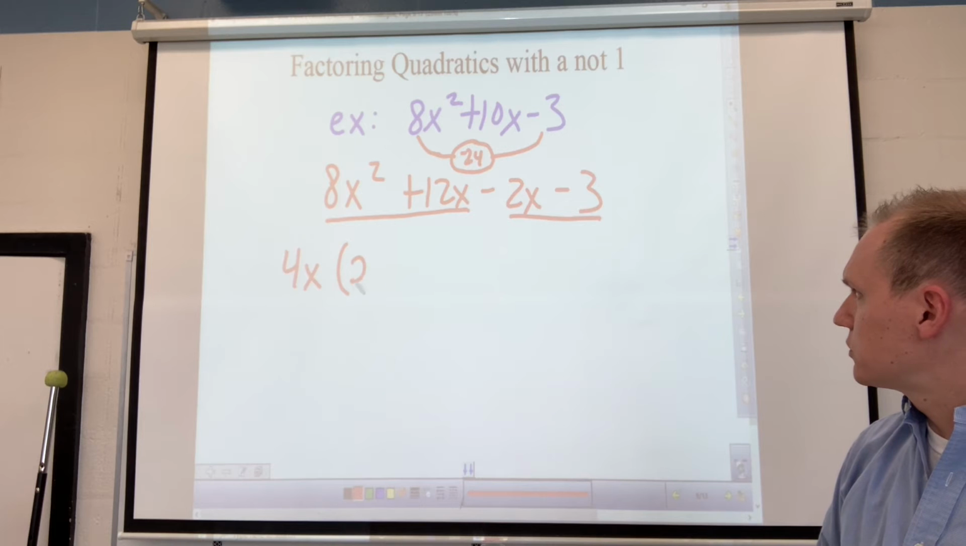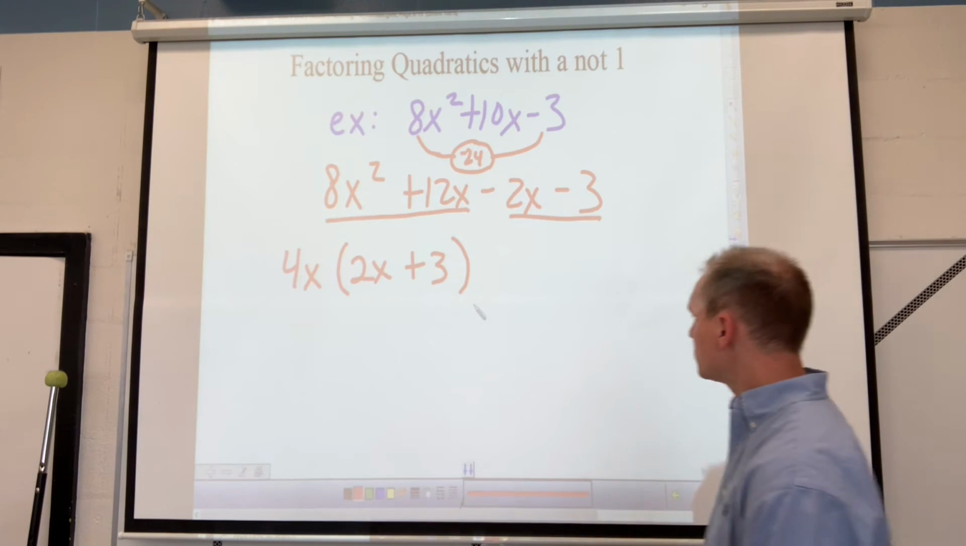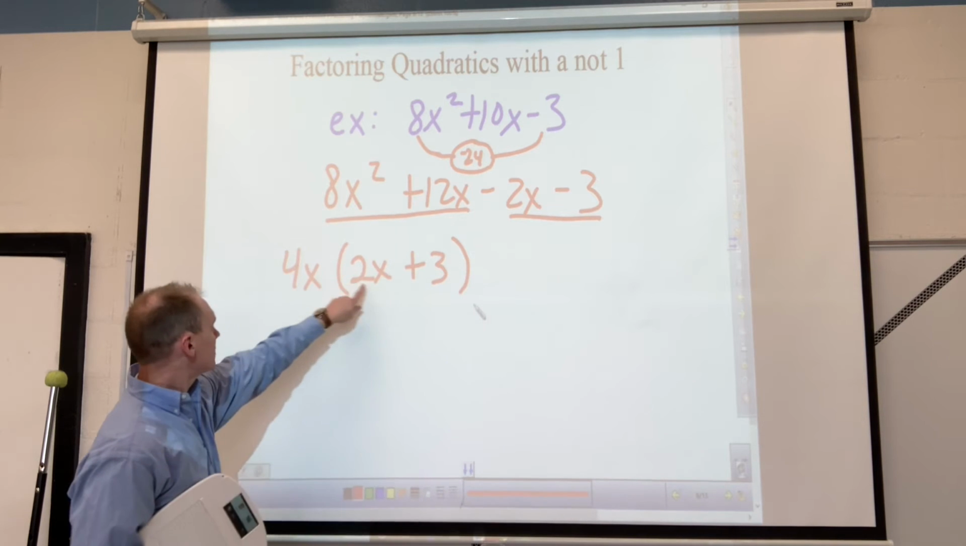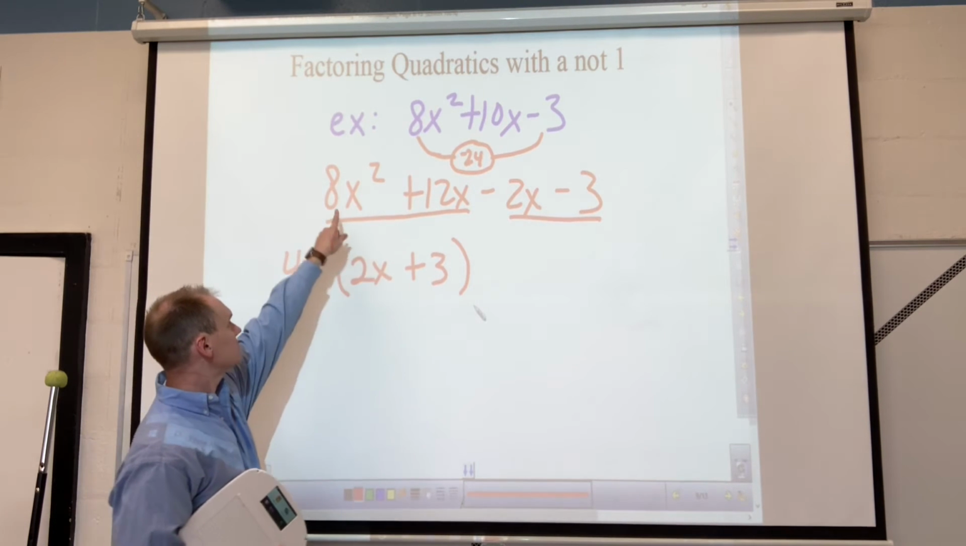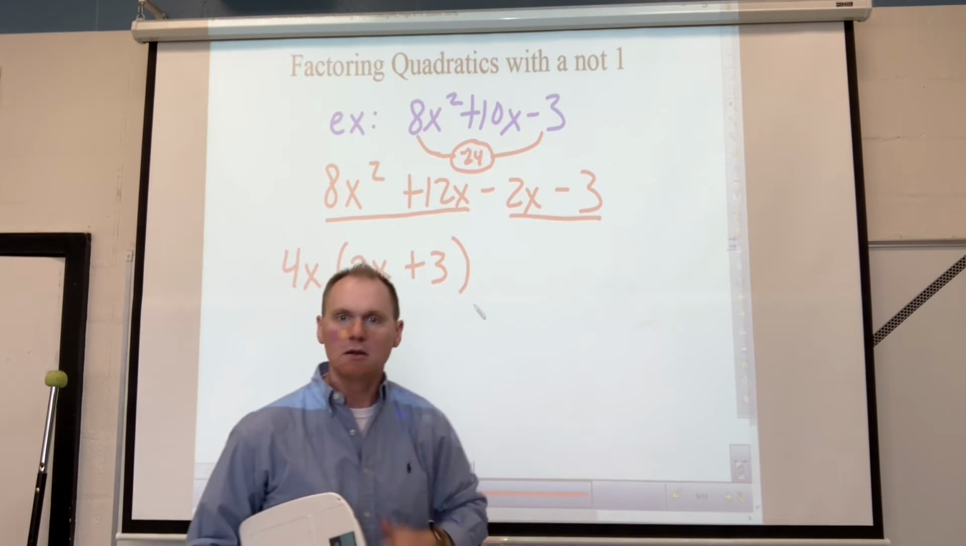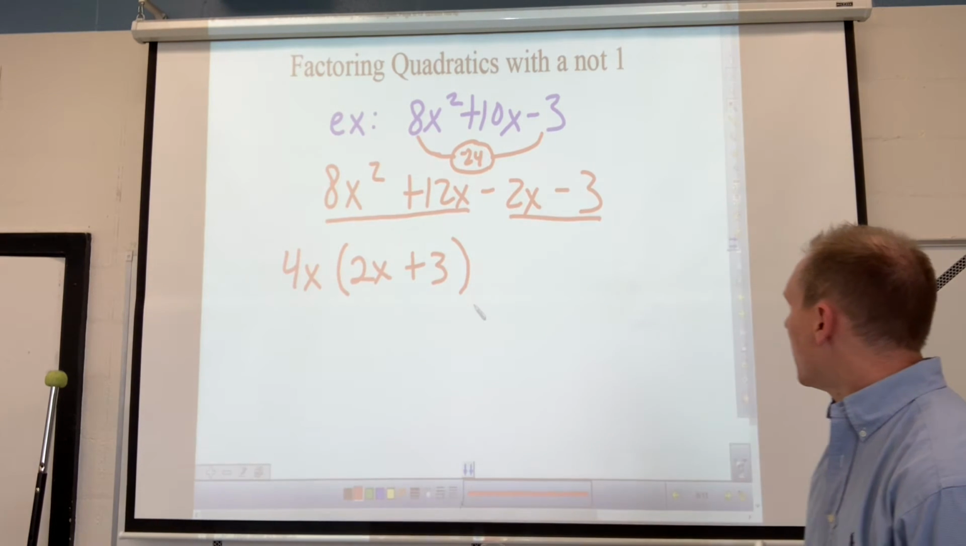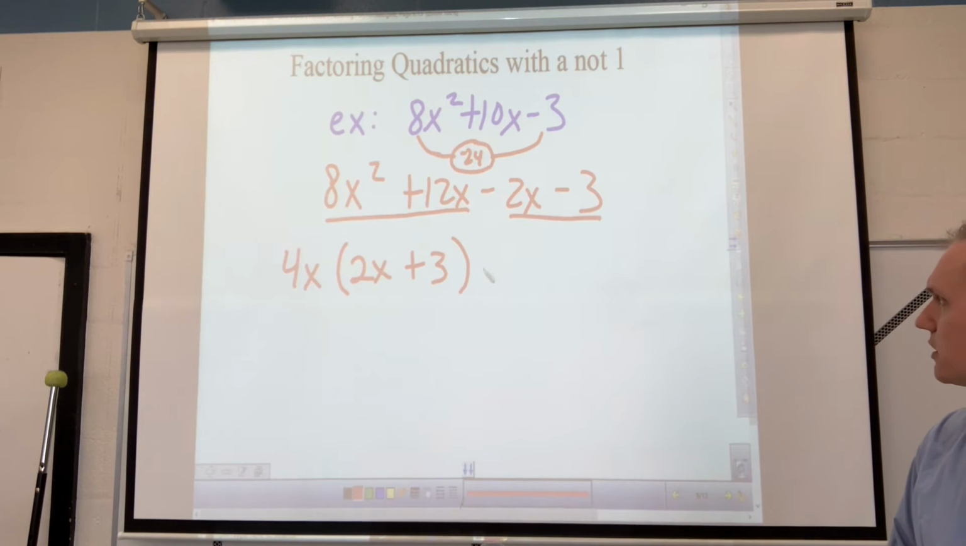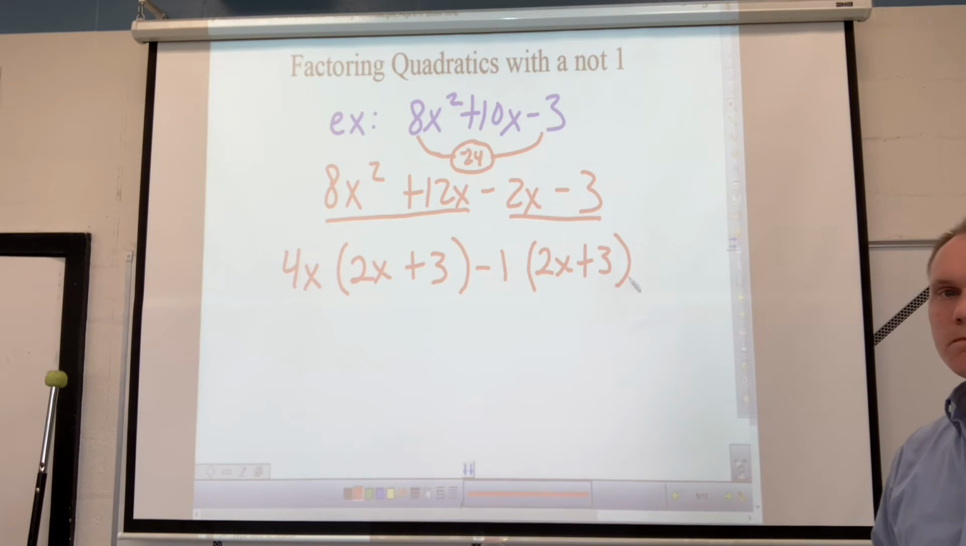So that's going to leave us with 2x plus 3. And if you're ever uncertain, distribute this back in. 4x times 2x is 8x squared. 4x times 3 is 12x. So we did what we should have done there. In our last two terms, we can factor out a negative 1, is really what it is. And that's going to leave us with 2x plus 3.